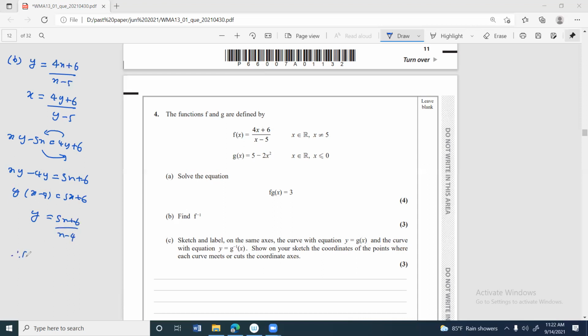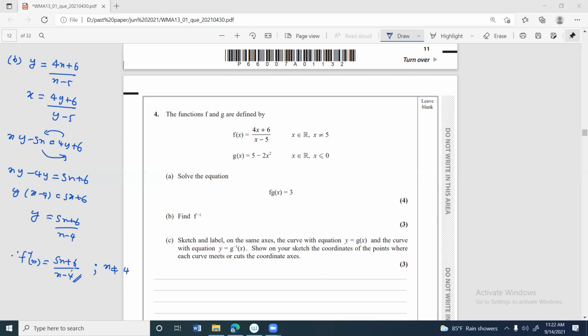With this, you can write f inverse x becomes 5x plus 6 over x minus 4. That is the final answer for this question. So that is how you need to work out the inverse of x. And for this case, you can say x is not equal to 4. X cannot be 4. Right? Okay, let's go ahead with this.